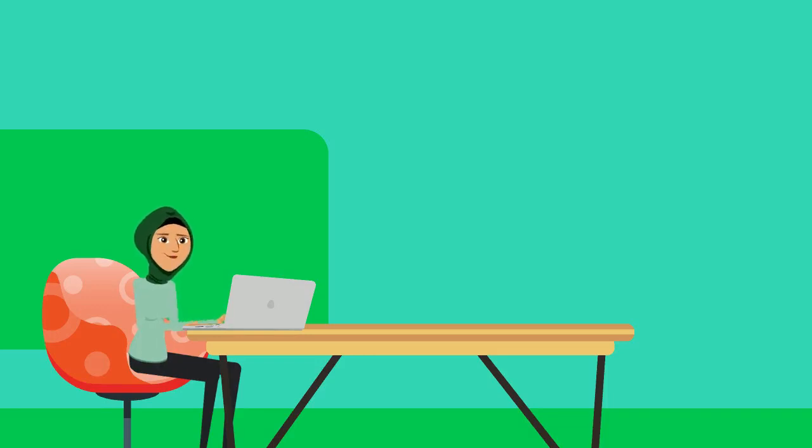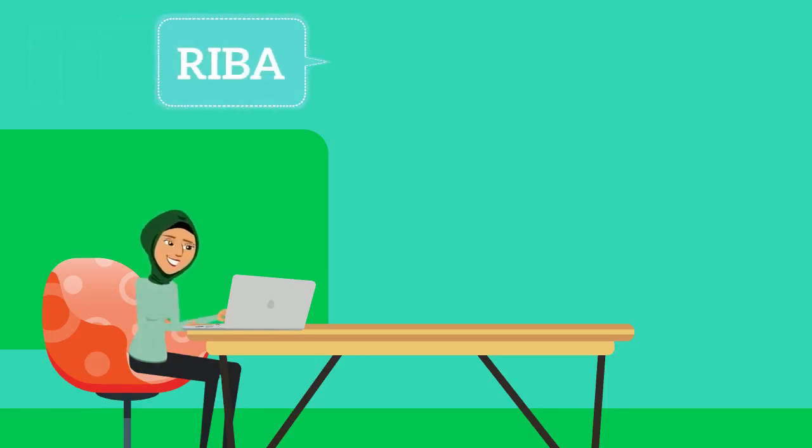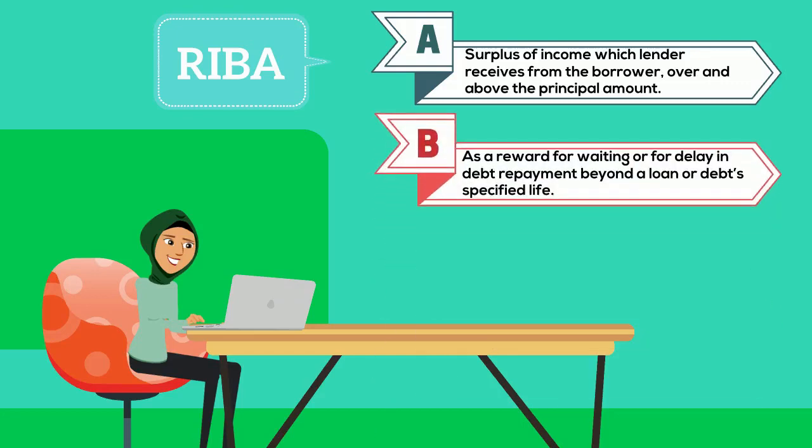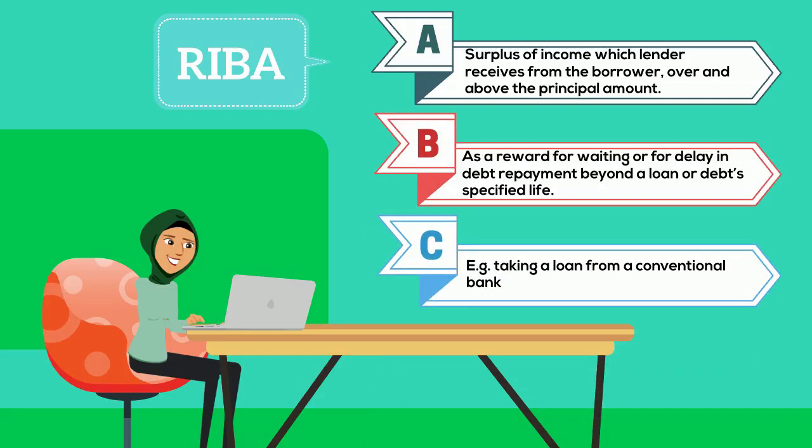But anyway, in financial terms, it is also referred to as a surplus of income which the lender receives from the borrower, meaning more than the principal amount. This is considered a reward for the lender for waiting, or for delay in debt repayment beyond a loan's specified life. Let me give the most common example, which is taking a loan from a conventional bank.